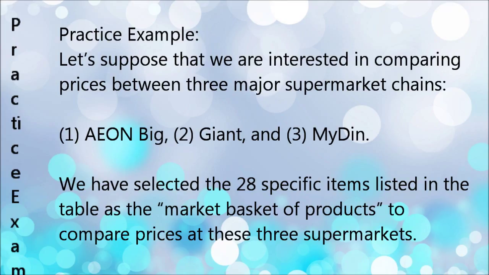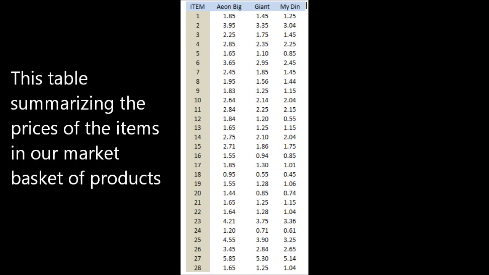Let's suppose that we are interested in comparing prices between 3 major supermarket chains: 1. Aeon Big, 2. Giant, and 3. Mydin. We have selected the 28 specific items listed in the table as the market basket of products to compare prices at these 3 supermarkets. This table summarizes the prices of the items in our market basket of products for these 3 supermarkets.